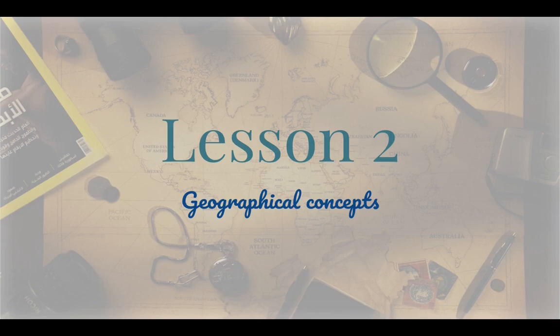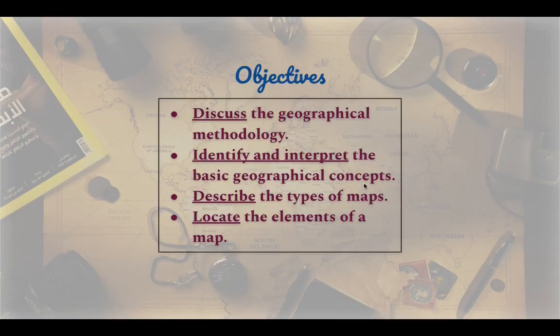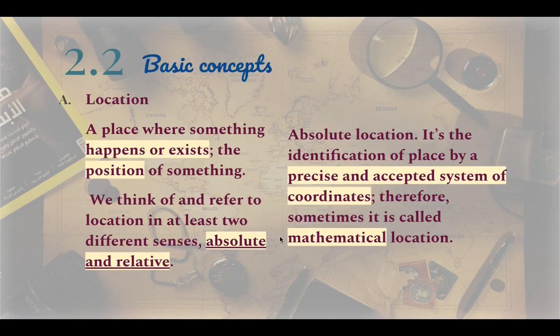In this instance, we're going to take a look at geographical concepts. Let's get started. Here we have 4 objectives for the lesson. However, we're only going to focus on the second objective, which is identify and interpret the basic geographical concepts. We have 3 basic geographical concepts that we're going to see on this video, okay? The first objective we saw in class, and the last 2 objectives we'll see them in class and on another video as well. So, let's begin with the first of our basic geographical concepts, which is location.